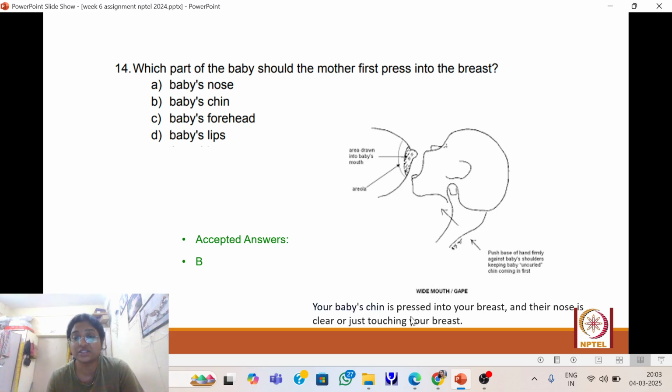Your baby's chin is pressed into your breast, and someone asked where should be the nose. Their nose is clear or just touching your breast. It should be up, but it should not touch anywhere, or it should be just touching your breast. But it should definitely not touch the tip of the nipple, right?